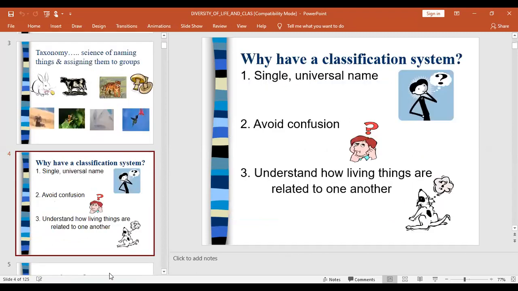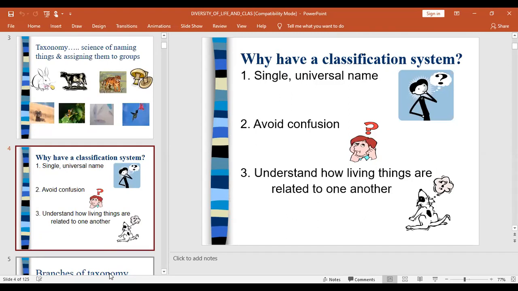So why do we have a classification system? Because we really want us to have a single universal name. Man should be man, whether in Europe or in UK or in Asia or where. We want to have a single agreeable universal name. And therefore we are going to group organisms according to their origin. Two, we want to avoid confusing different organisms with others. And therefore it is very important, especially in breeding, like in plants and animals.